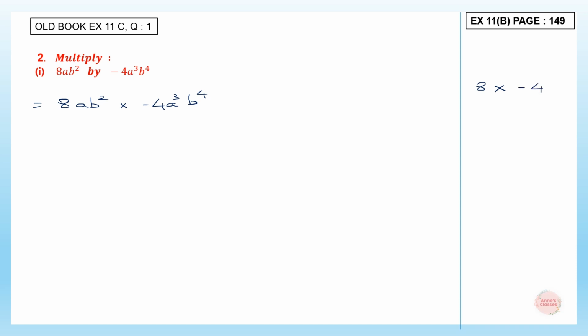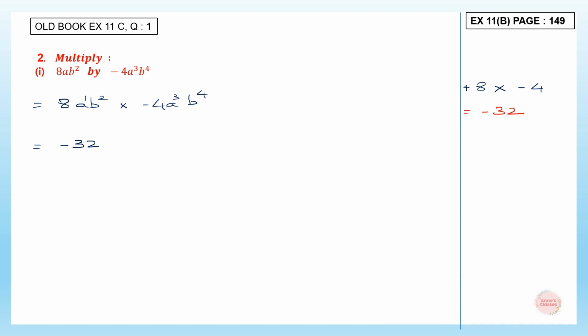So we multiply the numerical coefficients. Here it's understood it is plus. So plus into minus is minus. 8 fours are 32. So we have got minus 32 there. Then we take the literals. So a, b square, these are literals. a cube b to the power of 4, these are literals. So take the like literals. Like means both are a. Now here we have a and here it will be a to the power of 1. Okay, it's understood, a to the power of 1.